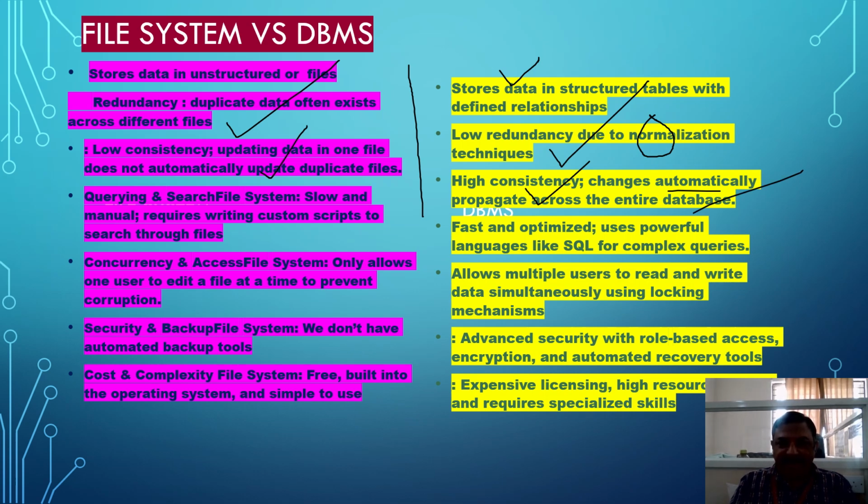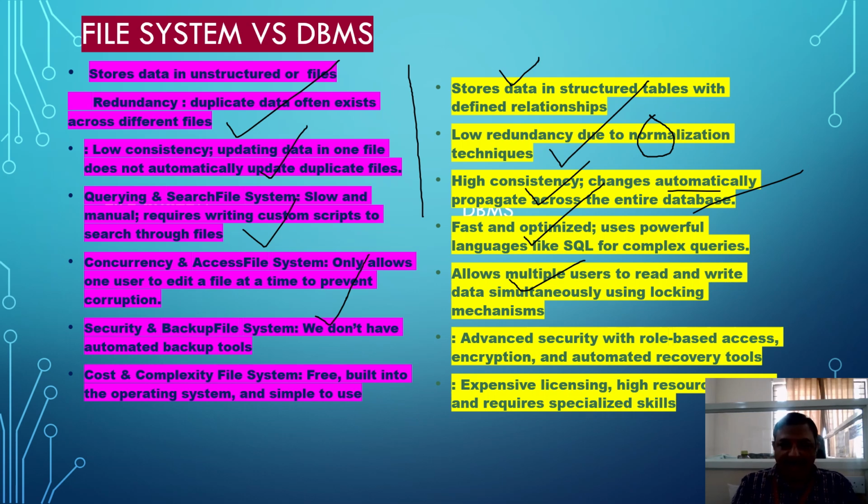Querying and searching: in a file system, if you want to search how many students are getting more than 70% or 60% in one table, it is slow and manual, requiring writing custom scripts. But in DBMS it is fast and optimized because we are using SQL for complex queries. Concurrency and access: a file system only allows one user to edit a file at a time to prevent corruption. A DBMS allows multiple users to read and write data.